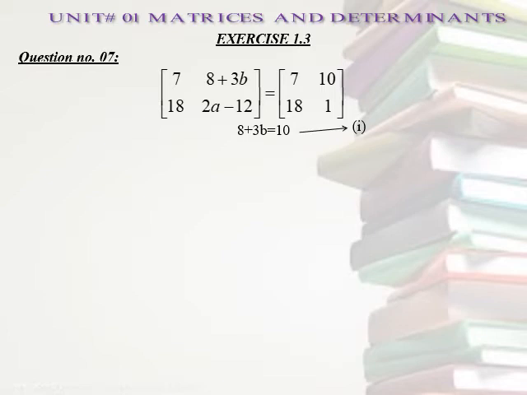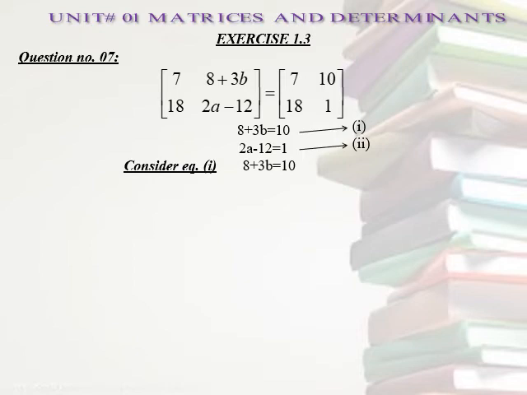Now see, third entry of left matrix is 18 and the third entry of second matrix is also 18. Now go for the fourth one, as fourth entry of left matrix is 2a minus 12 and the fourth entry of right matrix is 1. Here it becomes 2a minus 12 is equal to 1 and becomes equation 2.